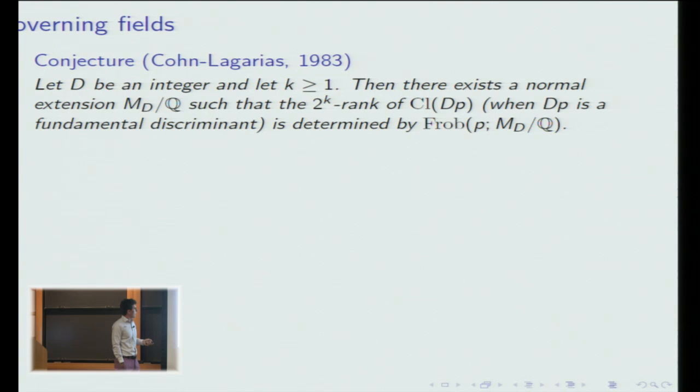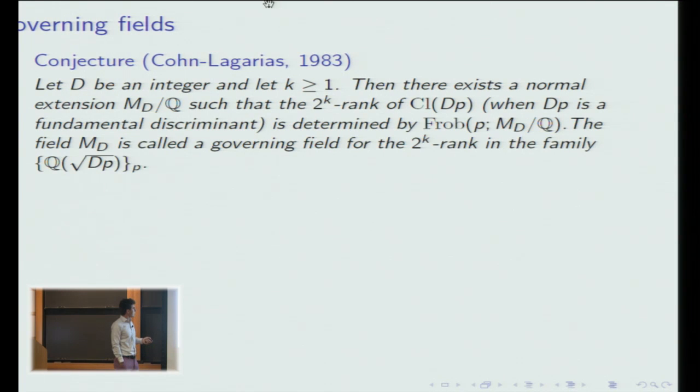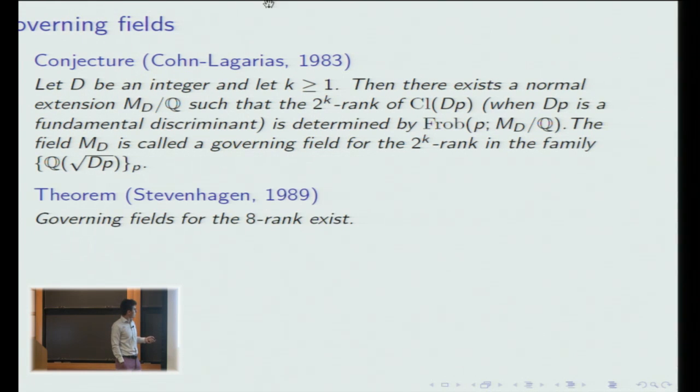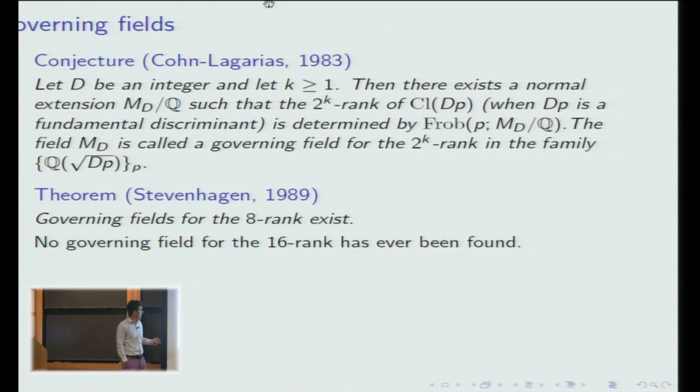This type of field is called a governing field for the 2 to the k rank. And Stevenhagen proved in 1989 that governing fields exist for the 8 rank. So no matter what d you take, if you look at this family of number fields, the 8 rank will be determined by the splitting behavior of p in some normal extension depending on d.